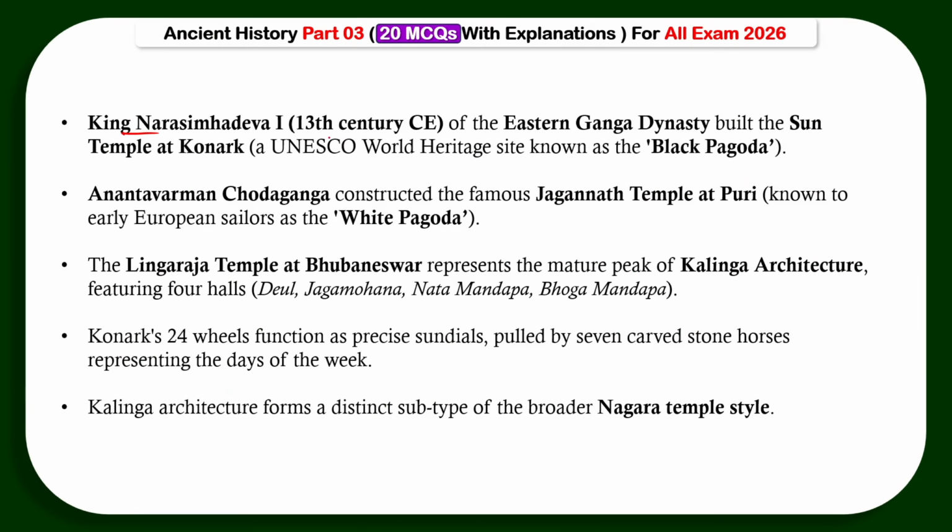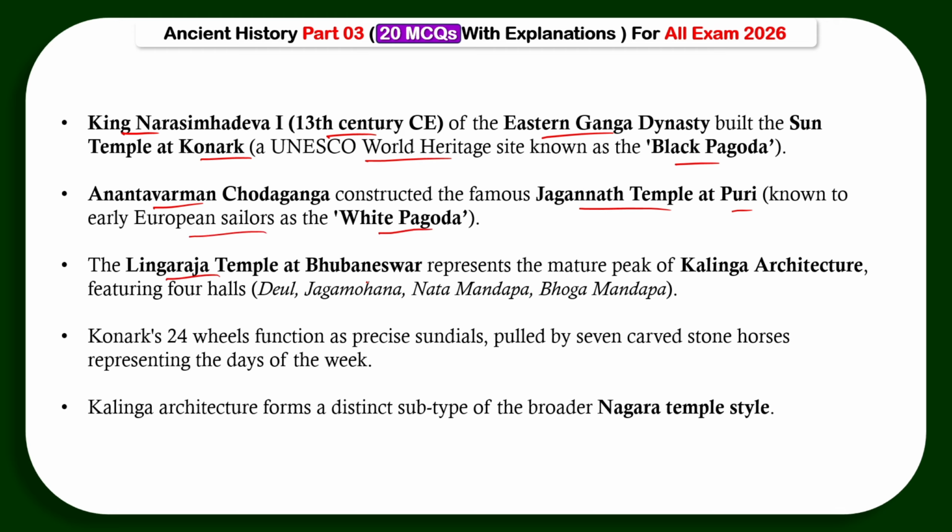King Narasimhadev I, 13th century CE, of the Eastern Ganga dynasty, built the Sun Temple at Konark, a UNESCO World Heritage Site known as the Black Pagoda. Anantavarman Chodaganga constructed the famous Jagannath Temple at Puri, known to early European sailors as the White Pagoda.